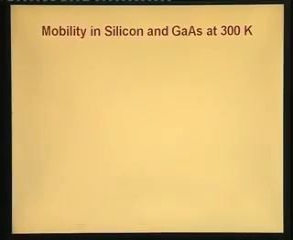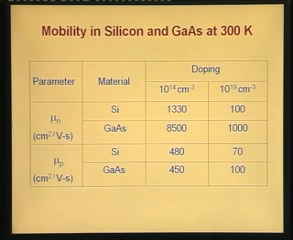So let us look at a picture of mobilities in silicon and gallium arsenide, and see how these values of the mobility affect the applications of these two semiconductors. If you compare, for example, the mobility of electrons in gallium arsenide, it is much higher than the mobility of electrons in silicon. You can see this at both doping levels, 10 power 14 and 10 power 19.